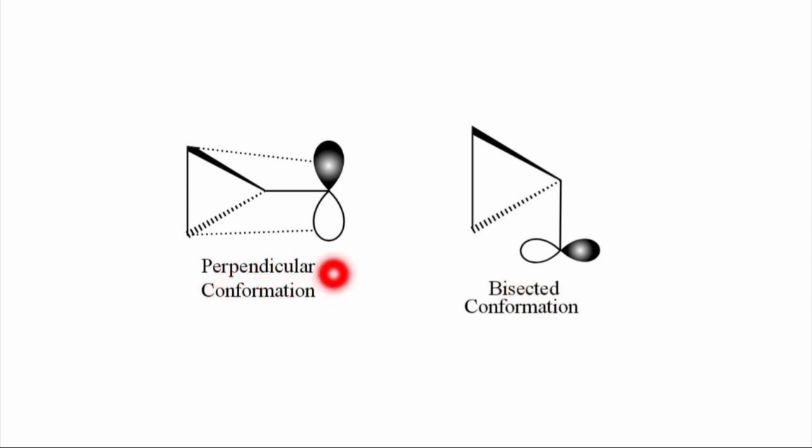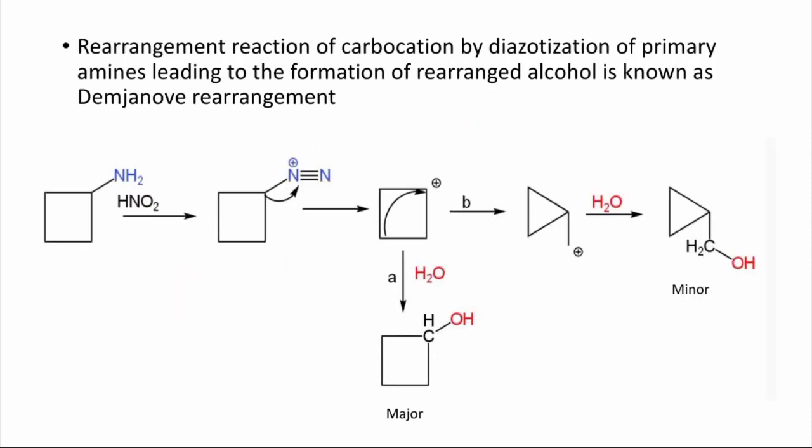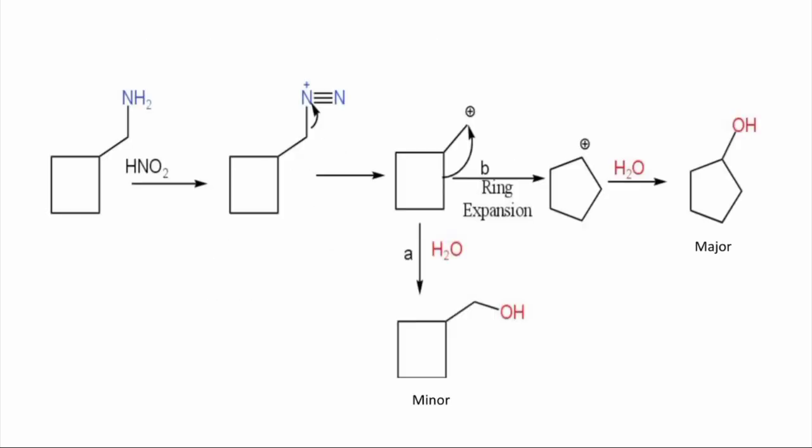Okay, so in the perpendicular conformation these empty p orbitals get stability because of shared electrons from this carbon-hydrogen sigma bond. Okay, but in the bisected conformation this empty p orbital doesn't get the shared pair of electrons from this carbon-hydrogen sigma bond. So this is less stable compared to the perpendicular conformation. Okay, so because of that this is least stable and gives us the minor product, while this is a secondary carbocation and gives us the major product. Okay, so let us see the next example.